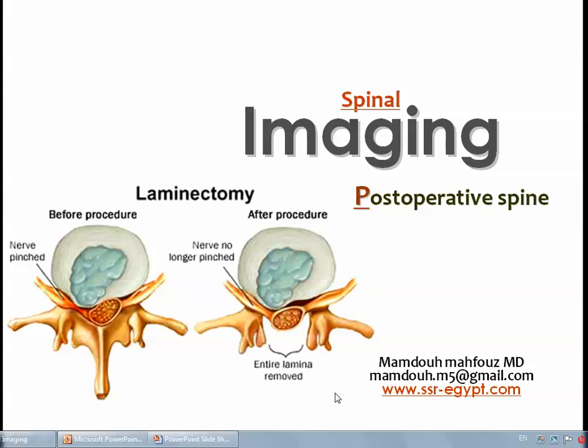And you know that evaluation of the spine after surgery is usually performed 8 weeks from the date of surgery, in order to be sure that most of the post-operative changes have been regressed and the accurate evaluation of complications can be performed at that time.